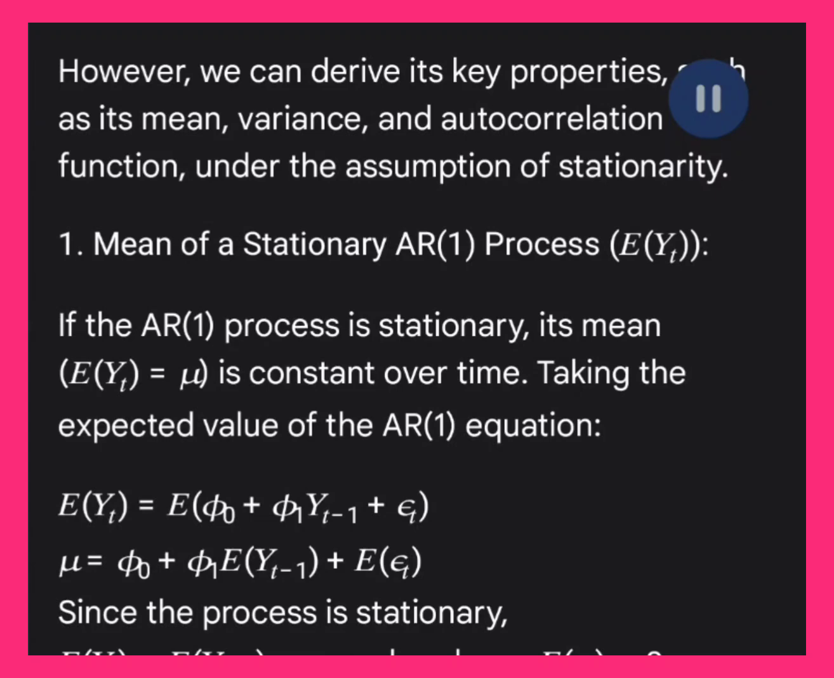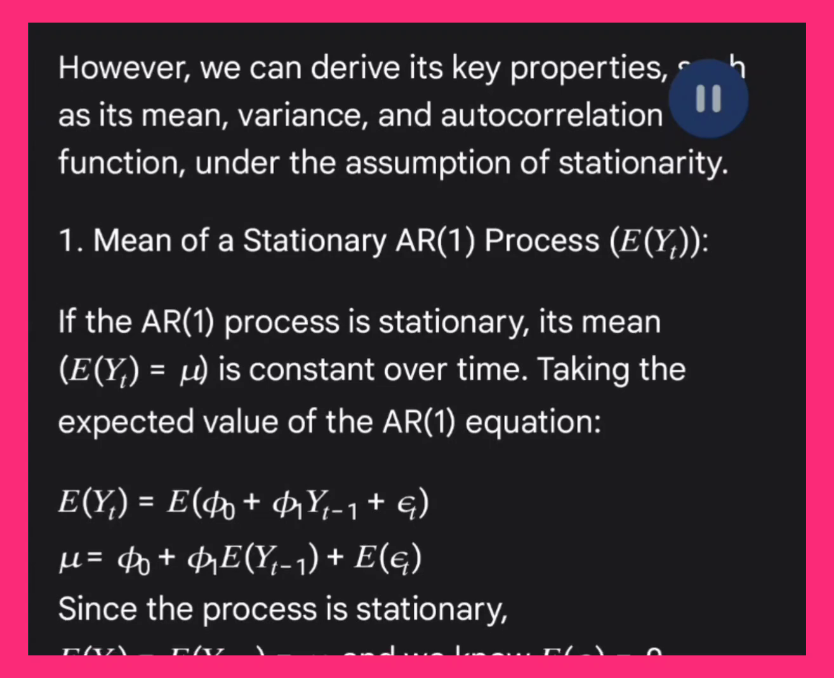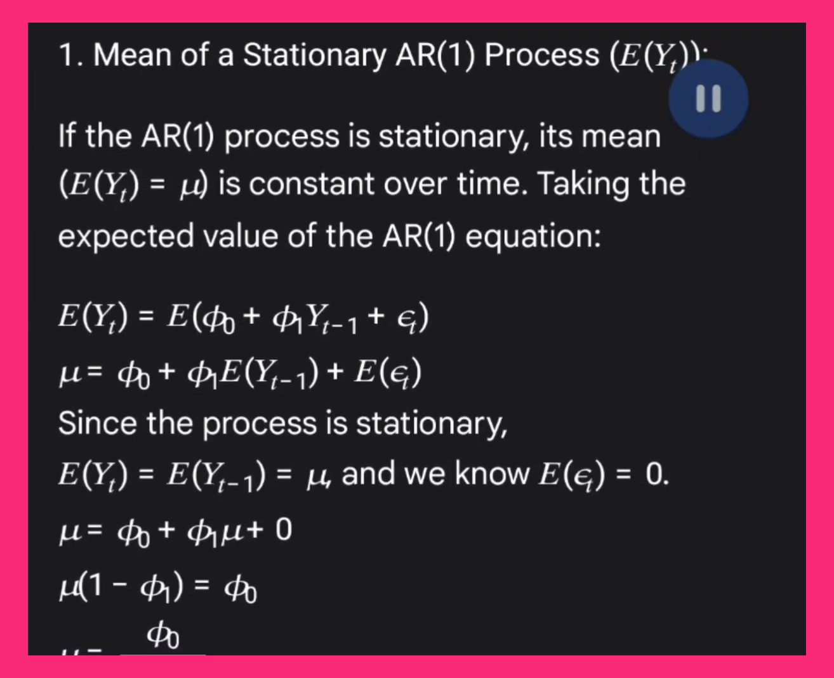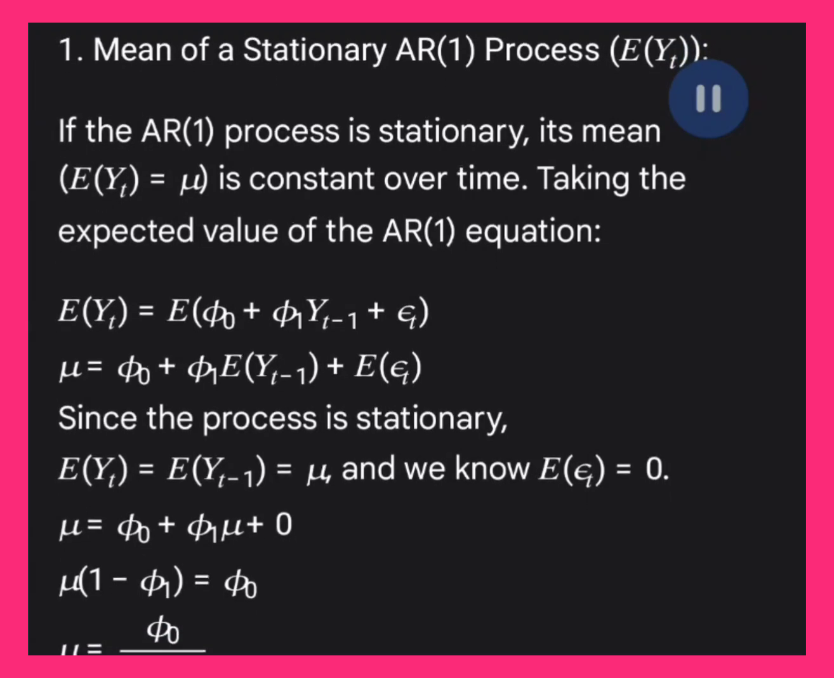1. Mean of a stationary AR(1) process, E(y_t). If the AR(1) process is stationary, its mean, E(y_t) = mu, is constant over time. Taking the expected value of the AR(1) equation, E(y_t) = E(phi_0 + phi_1 y_{t-1} + epsilon_t). Mu = phi_0 + phi_1 E(y_{t-1}) + E(epsilon_t).